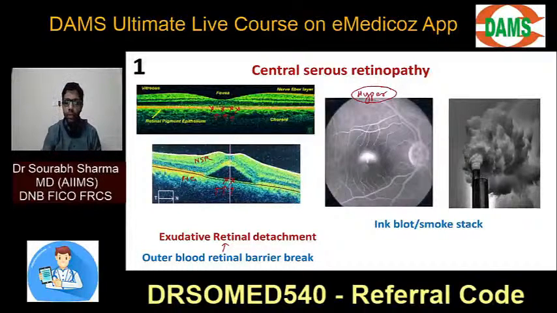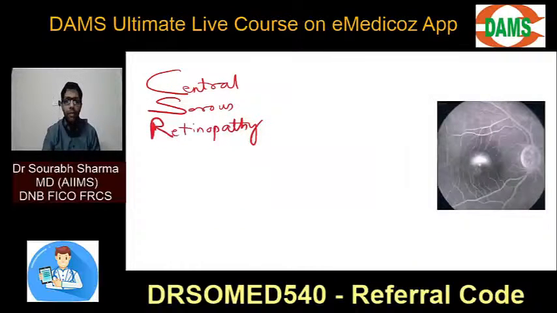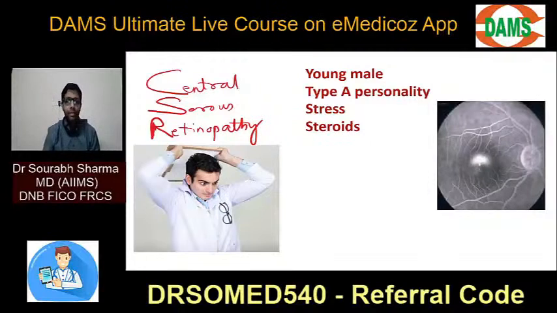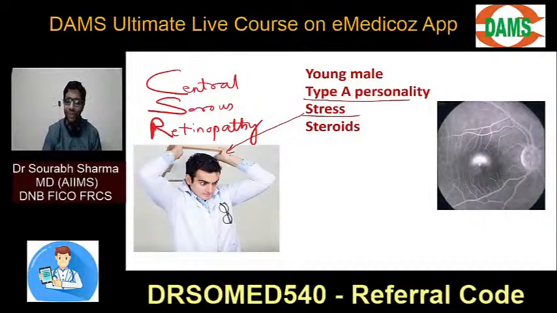You remember? Clinical question. Mostly CSR is seen in young males. देखो, young male. Who is type A personality or under stress. So maybe he's an intern or maybe married also. No. Not all young males are married and not all young married males are in stress. Only 99% are. Okay. Or he's taking steroids. So that is predisposing factors for central serous retinopathy.